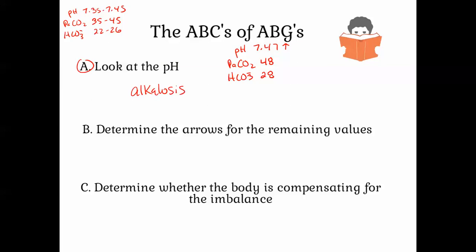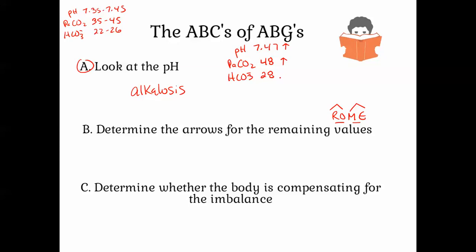Next, we want to determine the arrows for the remaining values, remembering ROME. Respiratory opposite, metabolic equal. Once again, in respiratory, the pH and the partial pressure of carbon dioxide go in opposite directions. In metabolic disturbances, the pH and the bicarb go in the same direction. So let's look. The pH of course is high, and carbon dioxide compared to normal is high, so right away we know that it's not respiratory. They would be going in opposite directions, the PaCO2 and the pH, if it was respiratory.